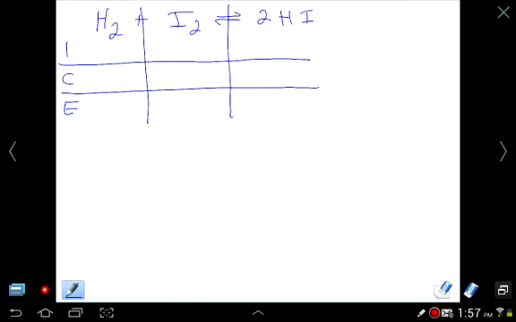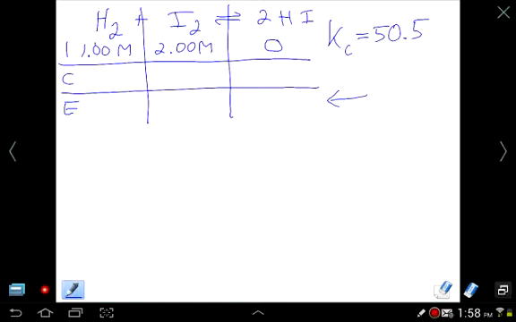Reading the problem, we're given the initial concentrations of H2 as 1.0 molar and I2 as 2.00 molar. We'll assume that we have nothing of HI, otherwise they would have told us about it. So we have nothing of HI. We were also given the Kc, which was 50.5. Now, what they want us to find out are these three concentrations. And in order to do that, we'll have to consider the change as we go to equilibrium.